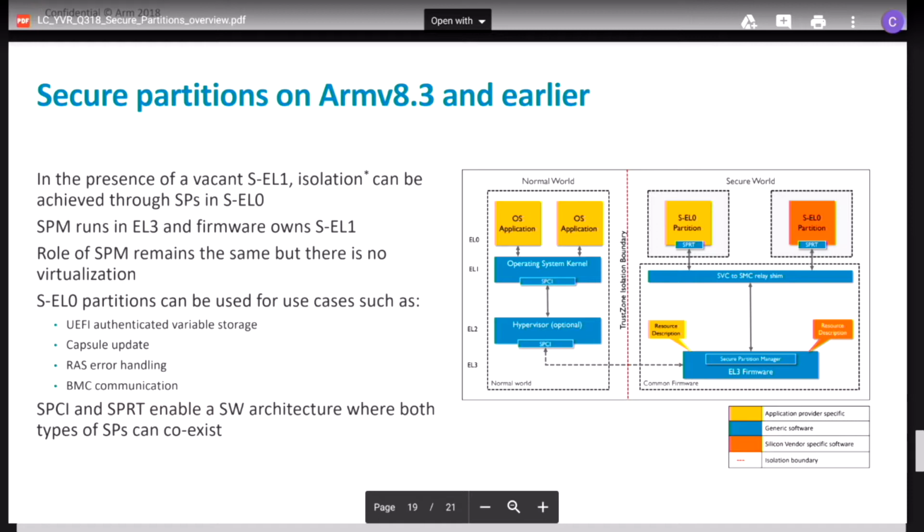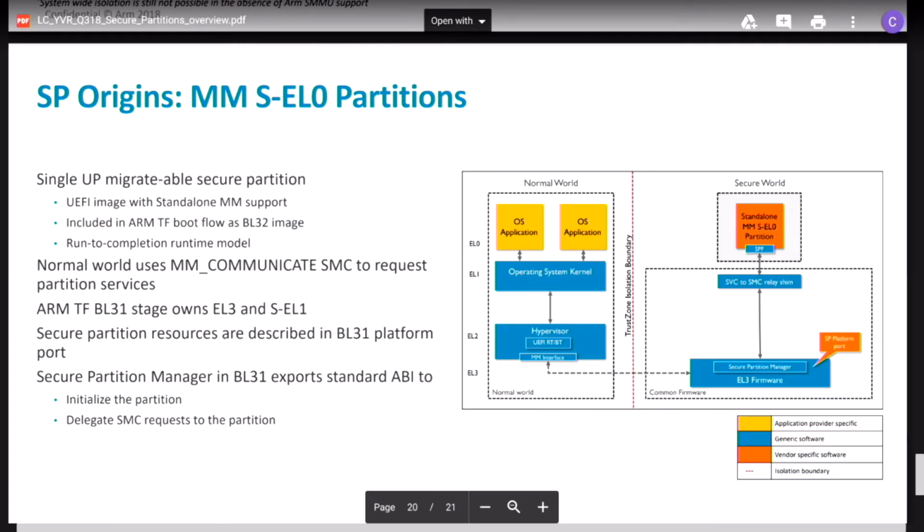As a precursor to this work, there's something else that we did, known as the management mode secure EL0 partitions. UEFI.org has the Platform Initialization spec, and version 1.6 introduces the concept of standalone management mode. This was introduced to circumvent some of the problems with the traditional management mode, where there was sharing of data between normal execution and management mode, which led to a lot of vulnerabilities that most of us are aware of. So they introduced standalone management mode, a self-contained software stack with absolutely no dependence on any external entity for getting the requested work done.